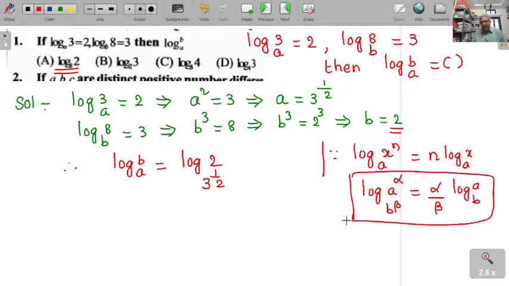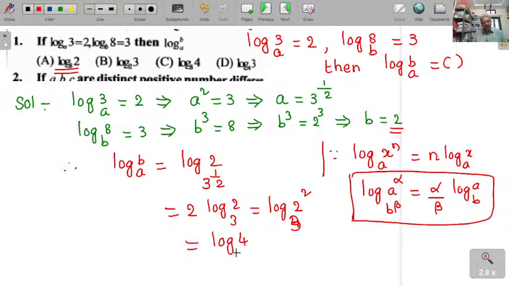Am I correct now? So with the help of this, it can be written as 1 by 1 by 2, that is 2 times log 2 to the base 3. Again, to take the power back, we can write log 2 square to the base 3. 2 square is 4. So log 4 to the base 3 is the answer. So C is the right option. I hope it's very clear to you.